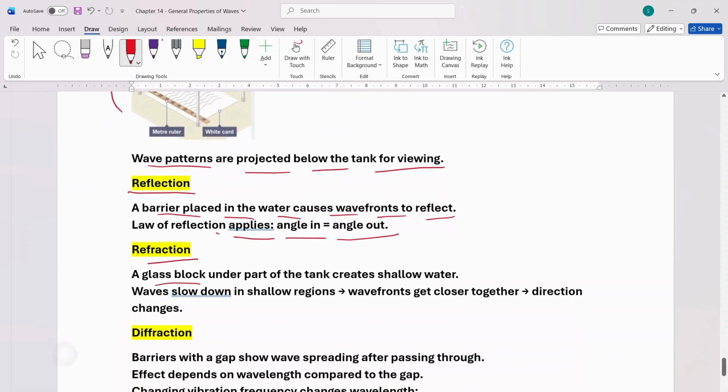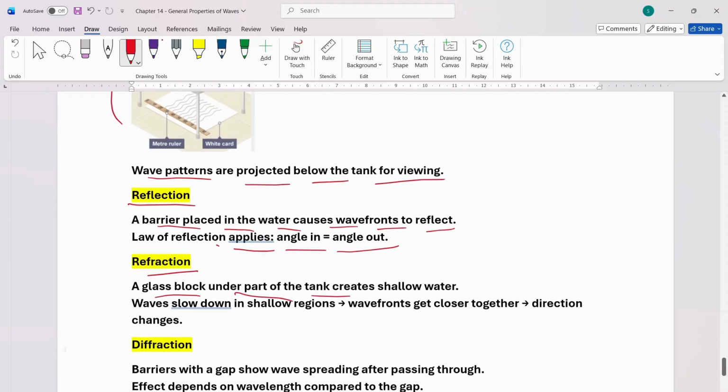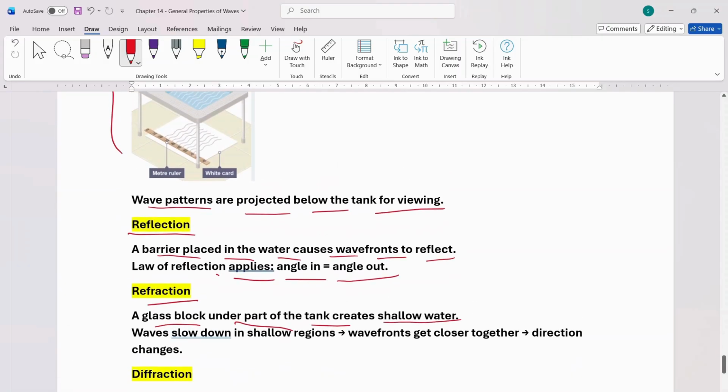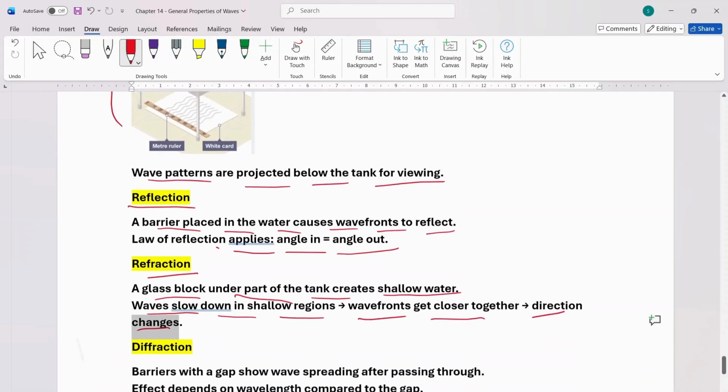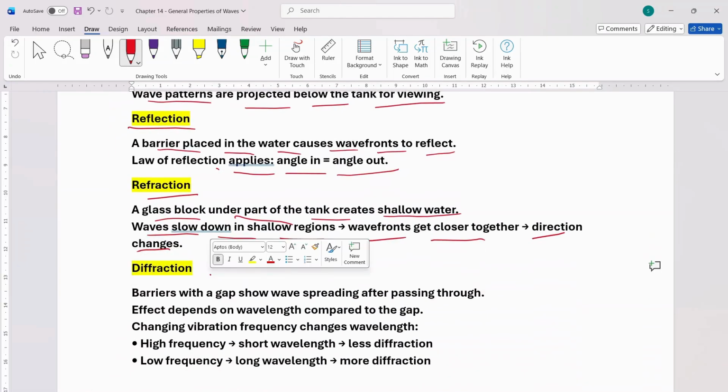Refraction: a glass block under part of the tank creates shallow water. Waves slow down in the shallow region. Wave fronts get closer together and the direction changes. Diffraction: a barrier with a gap shows waves spreading after passing through. The effect depends on the wavelength compared to the gap.